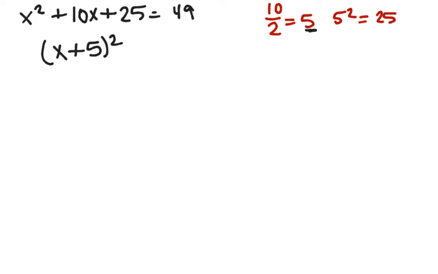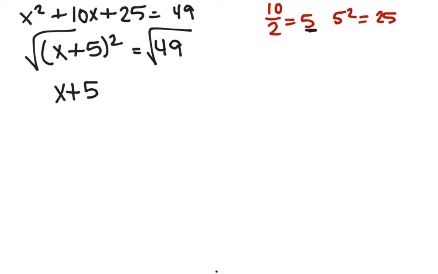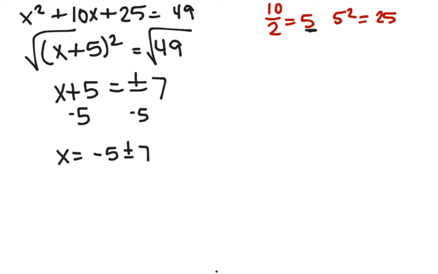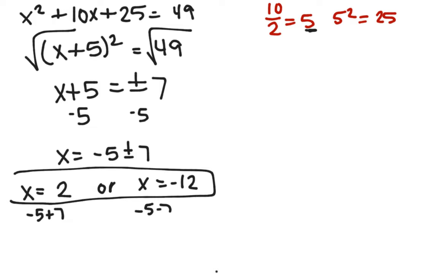Here's that 5 from the dividing by 2 part. It's still equal to 49. Take square root of each side so I do not have the quantity squared anymore. And that gives me x plus 5 is equal to plus or minus 7. Subtract 5 from each side. So we have x is equal to negative 5 plus or minus 7. We actually need to know the numeric answers, so we're going to take negative 5 plus 7, which is 2. Or we can take the negative 5 minus 7, which will give me negative 12. And those are my two answers.